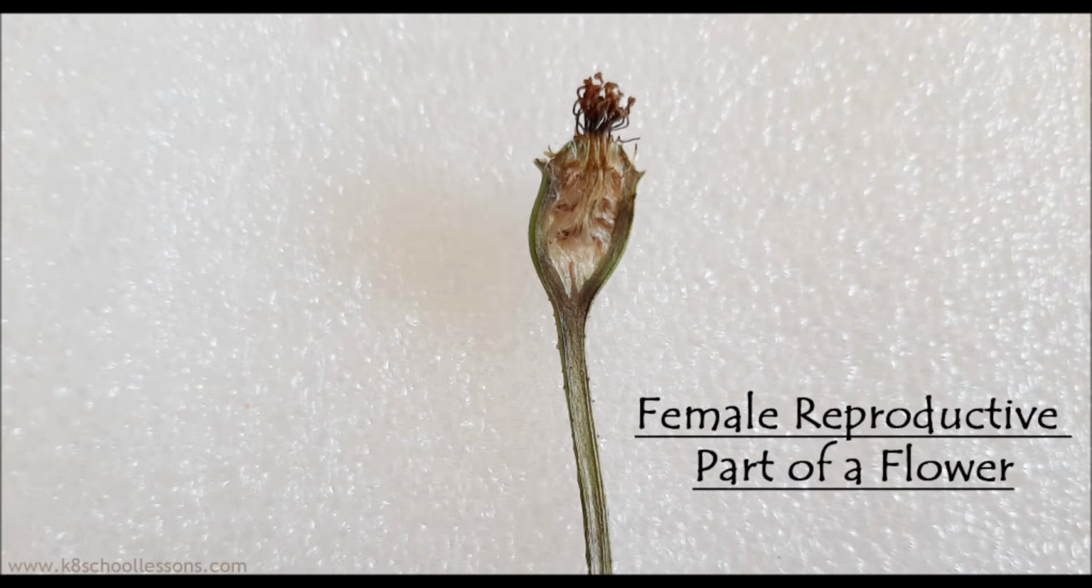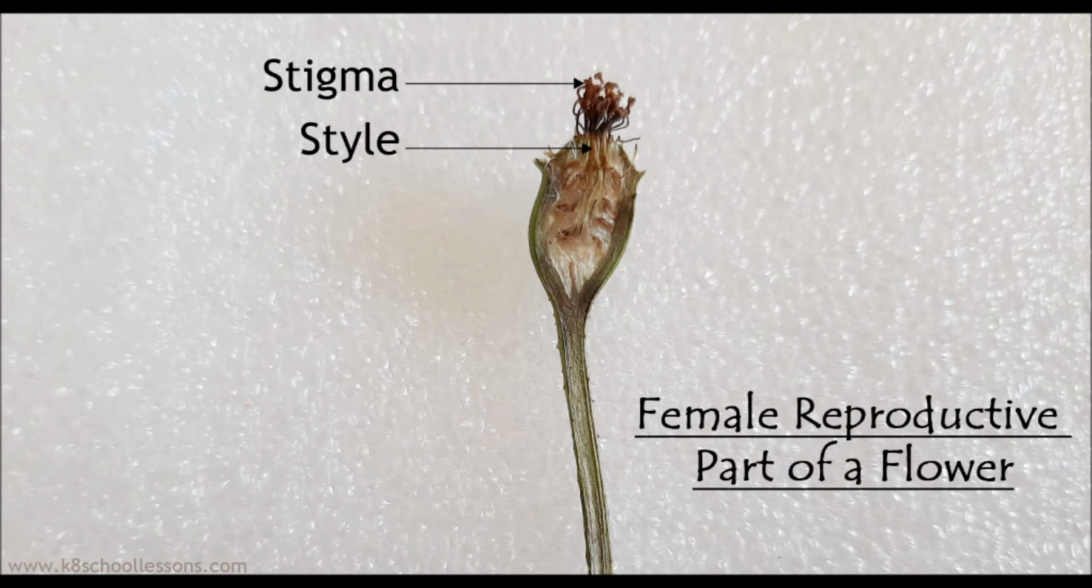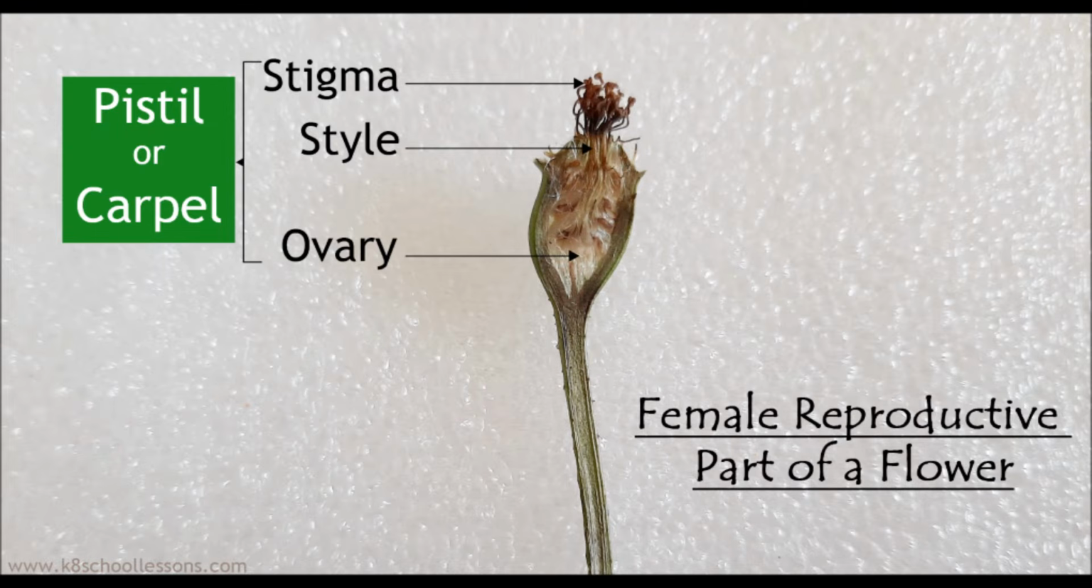Female reproductive parts of a flower. Stigma, style, ovary. And this combination is called the pistil or carpel, the female part of the flower.